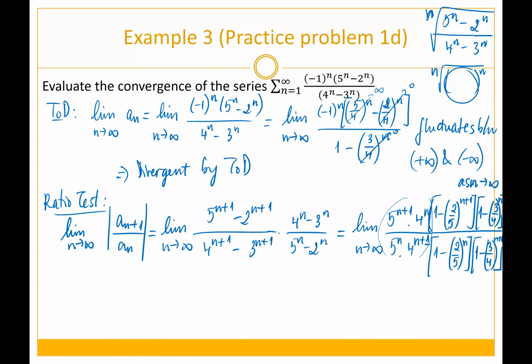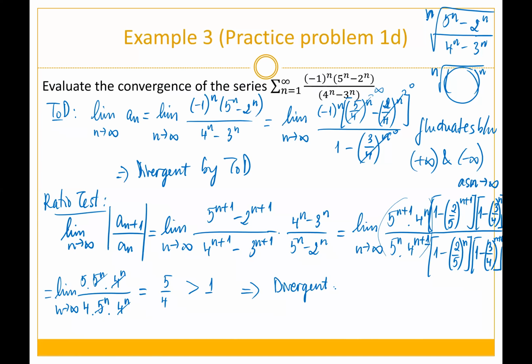About this part, it's going to be the limit as n approaches infinity of 5 to the n multiplied by 4 to the n. I just rewrite 5 to the n plus 1 as 5 multiplied by 5 to the n. And you have 5 to the n multiplied by 4 with 4 to the n. So these two cancel out, and what we have left is just 5 over 4. And this is bigger than 1. So again, it gives you that it is divergent.